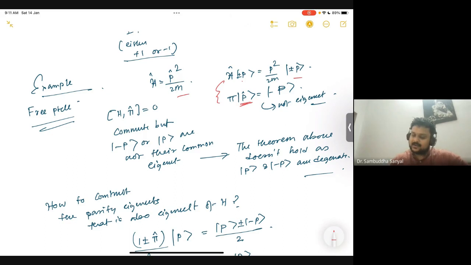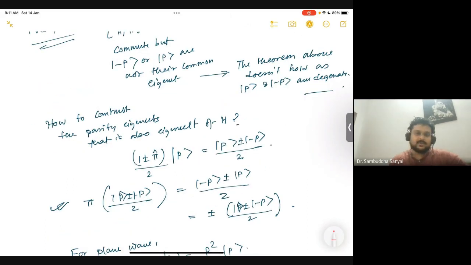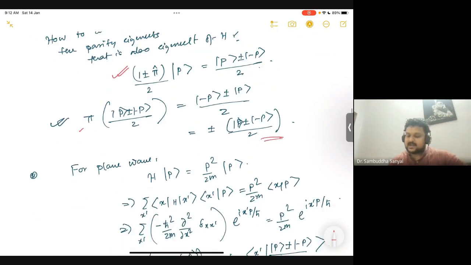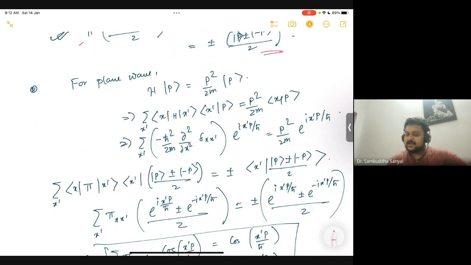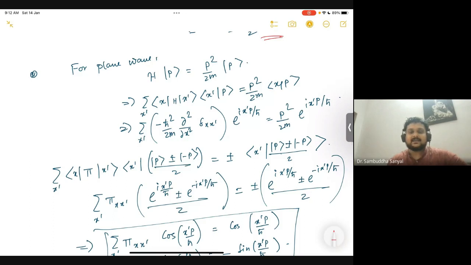So how do we do that? Again, we know the prescription. The prescription is to apply this operator on the p, and this gives me p plus or minus minus p, by 2. And when I apply Pi on this, I see this is the eigenvalue equation. So that is how we construct that. And simply we can write it more explicitly, the exact functional form of a plane wave. We have learned earlier that we can write it e to the power ixp by h bar, or cos xp by h bar, or sin xp by h bar. So these are the parity eigenstates.